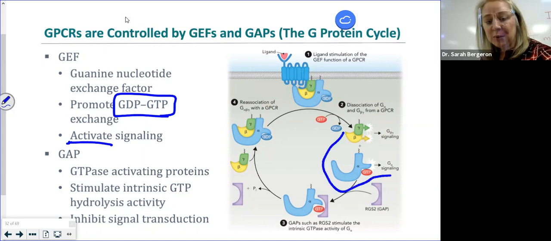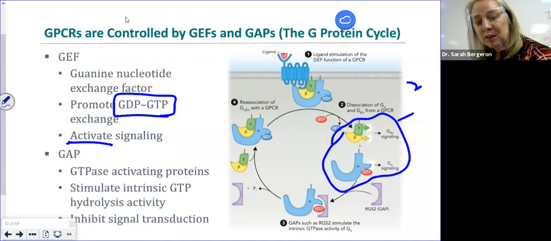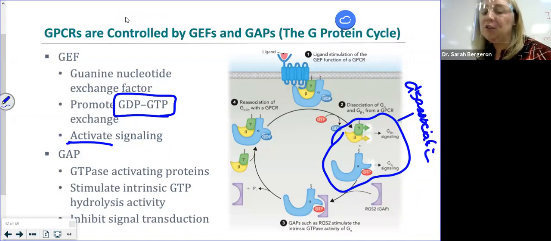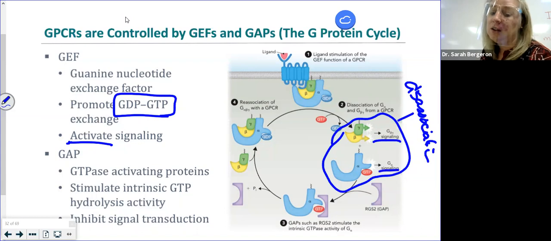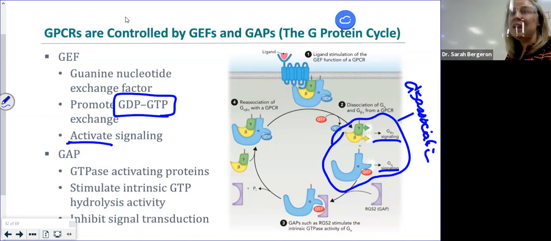It activates signaling because now these things dissociate. So do you see here, we have our dissociation. Dissociation leads to signaling, right? And depending on which subunits you have will tell you what kind of signaling you have. Okay, and that's fine. They're dissociated. If they stay that way, you're going to continue to signal. It's never going to stop.